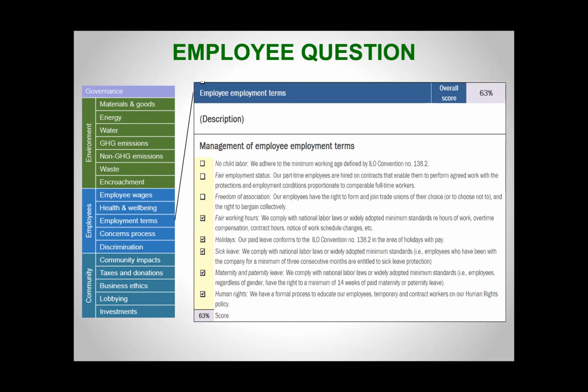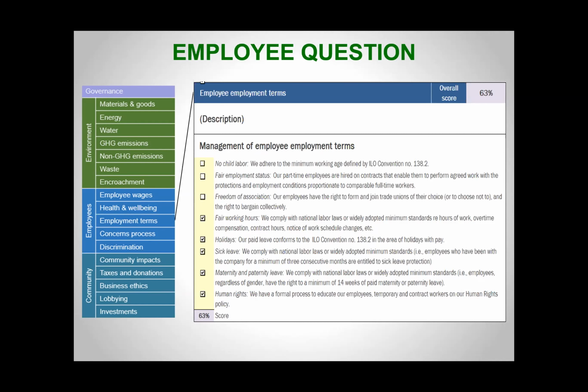An employee type question is really the extent to which they are doing the right things. So a bunch of topics here that you would normally have associated with employment terms. And the more they check off, the higher their score. If they check off all of them, they get 100%. So that's a little bit easier. I don't think there are any data points in any of the employee ones. It's just yes or no type things. So I'm trying to keep it simple for people that are not necessarily sustainability professionals.